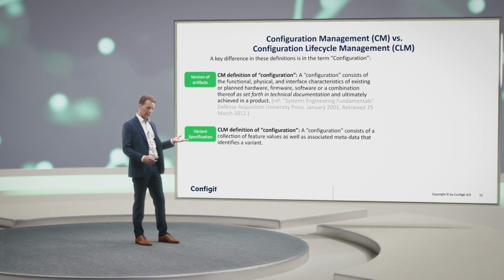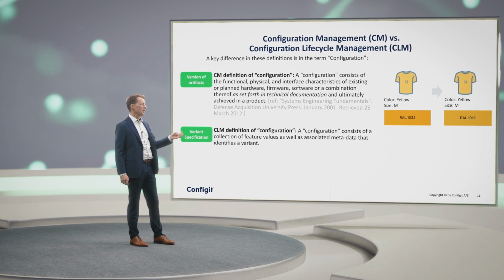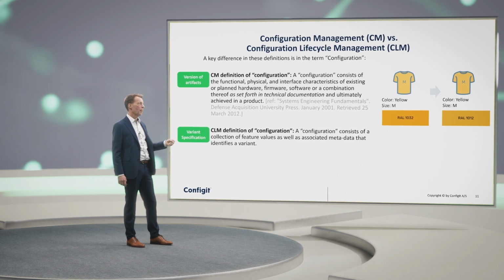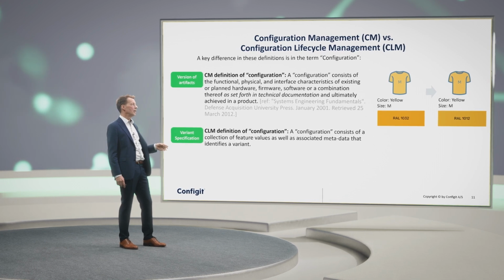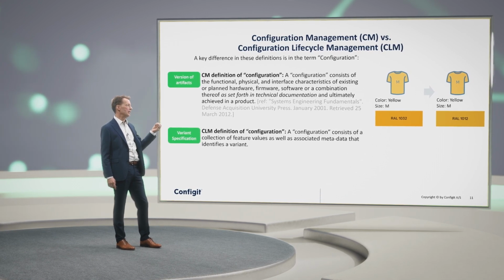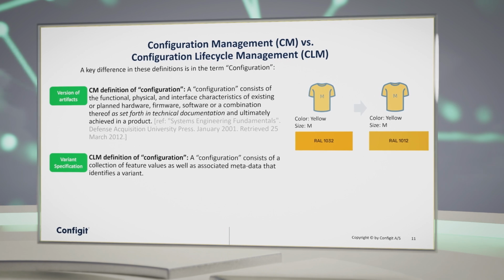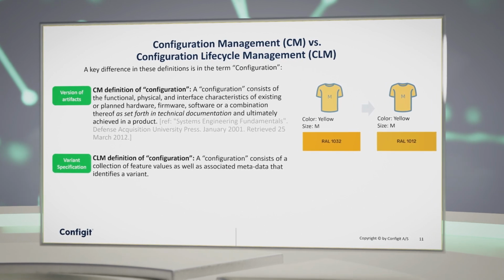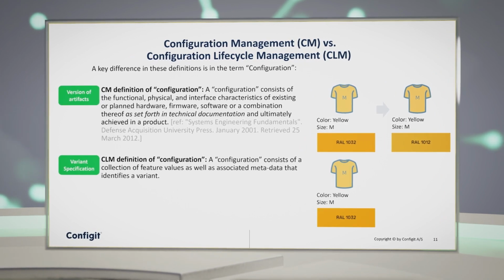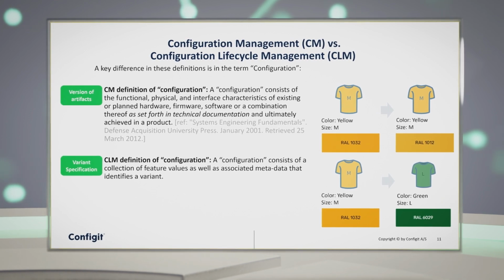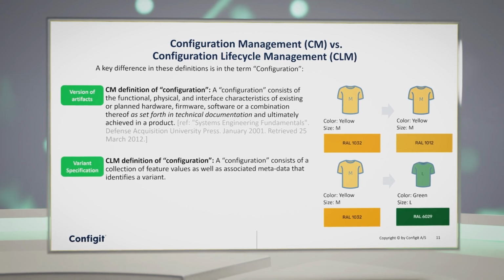So a way to illustrate this with our T-shirt example, and again, I know this is overly simplifying, if you imagine that you have a T-shirt, here's a medium one in yellow, and you do a configuration change in the context of configuration management, you could imagine that you got a new sub-supplier and the shade of this yellow color has changed ever so slightly. That is a configuration change from the configuration management perspective. From a customer perspective, this is still a yellow medium T-shirt. And this is unlike if you did a configuration change in the CLM context. Here we would imagine that you change from a yellow to a green and maybe the size from a medium to a large.